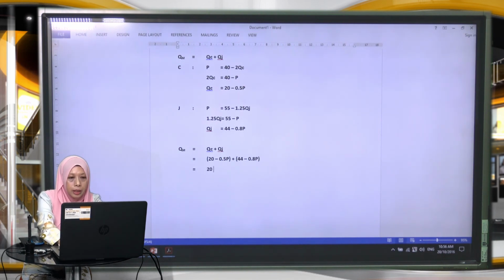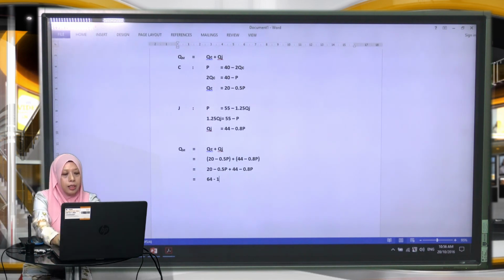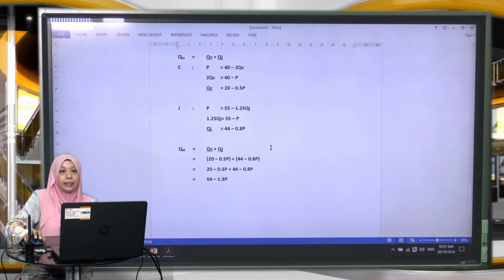Let's remove all the brackets. You're going to have 20 minus 0.5 P plus 44 minus 0.8 P. Add up the numbers together. That gives you 20 plus 44, that's 64, minus 0.5 plus 0.8, that's 1.3 P. So QM equals 64 minus 1.3 P, that's your market demand.